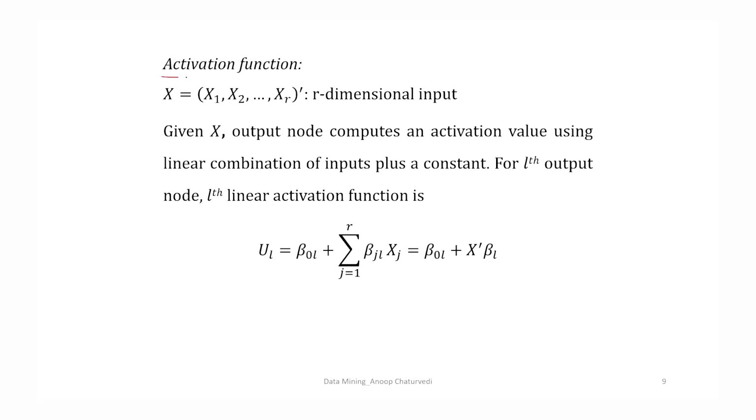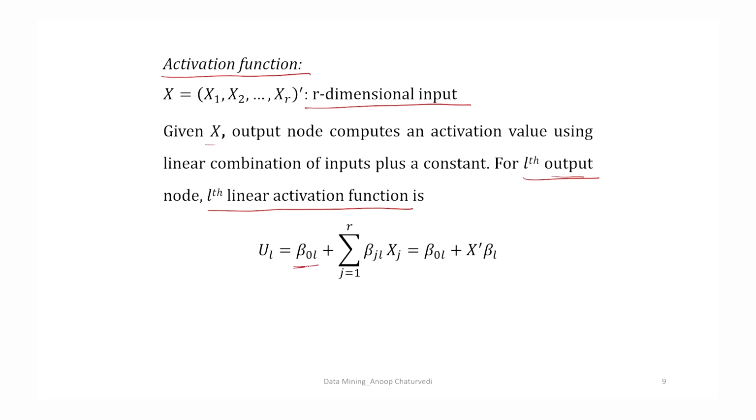Now, we define activation function. So, again we have r dimensional inputs, say x is equal to x1, x2, xr transpose. Then for given x, output node computes an activation value using linear combination of inputs plus a constant. So, corresponding to the lth output node, say lth linear activation function is u l equal to beta naught l plus summation j equal to 1 to r beta j l x j.